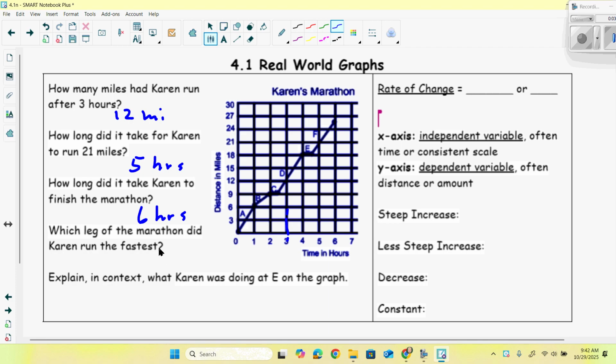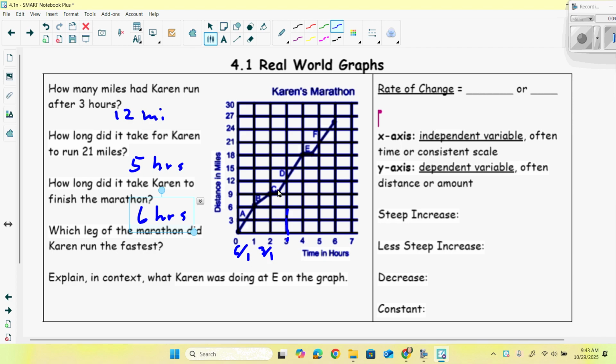Which leg of the marathon did Karen run the fastest? Now, this is where it gets a little complicated. We have to know the rate of change, and she's running faster or slower, and sometimes it looks like she's even stopping. She's not getting anywhere, but time's going by. So what we're looking for is a steepness, and if we look here, this rate of change is 6 miles per 1 hour. Then this one's clearly slower, and I could figure that out. It's 3 miles per 1 hour, 3 over 1, and that's rise over run.